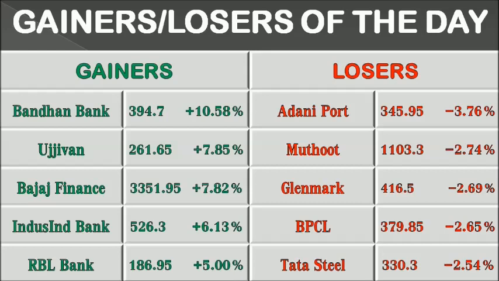You can see all the financials did go good. The top five gainers I picked here are all from financials. Generally, my gainers and losers will be F&O stocks, and generally not less than 100 rupees, so I'll be picking F&O stocks which are more than 100 rupees. The top gainer was Bandhan Bank, which closed at around 395, up 10.5%. After that, Ujjivan closed up 7.85 percentage. And Bajaj Finance, for which we made a video yesterday, closed up 7.8 percentage.